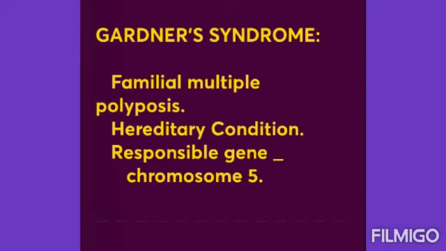Gardner's syndrome. Gardner's syndrome is also called familial multiple polyposis. So it is a hereditary condition, and the responsible gene for Gardner's syndrome is on chromosome 5. Mainly it is a hereditary condition, and we have to remember that responsible gene, chromosome 5.